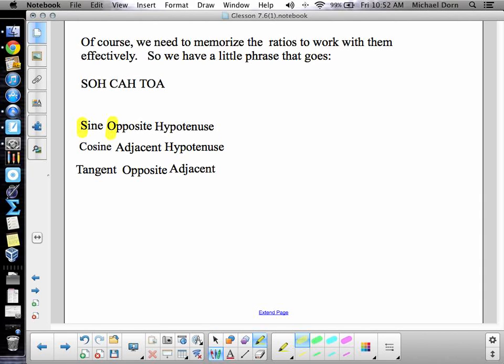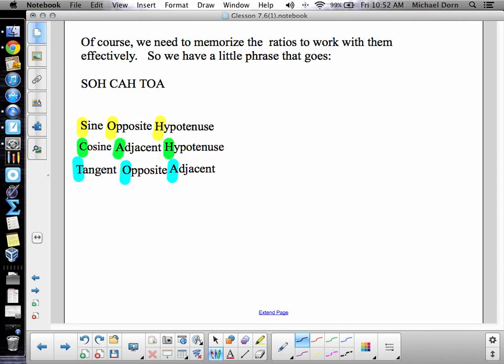Sine is opposite over hypotenuse. So cosine is adjacent over hypotenuse. Cah. Tangent, oops, I thought I switched to blue. Tangent is opposite over adjacent. Toa. That's what that phrase stands for.